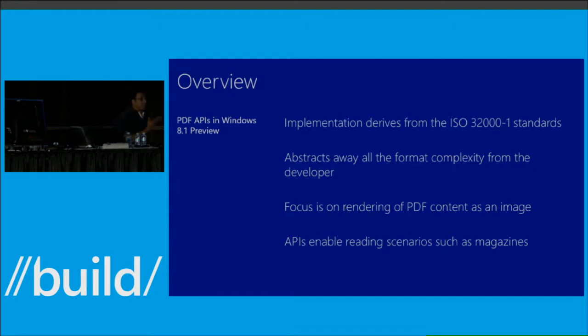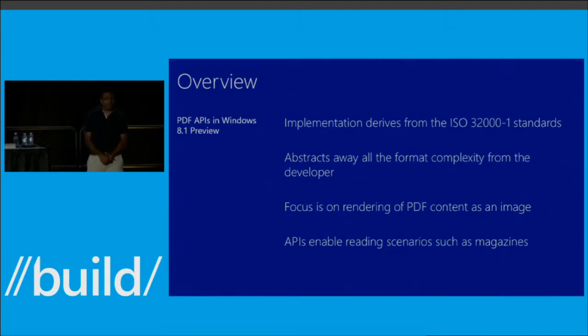So let's get some more detail about these APIs. The first thing to know is that the engine that drives these APIs derives from the ISO 32000-1 standards. This engine, by the way, is the same engine that drives our Windows 8 Reader app. The idea behind introducing these APIs is thus: we know that PDF as a format is a popular format in the presentation industry, in the publishing industry.